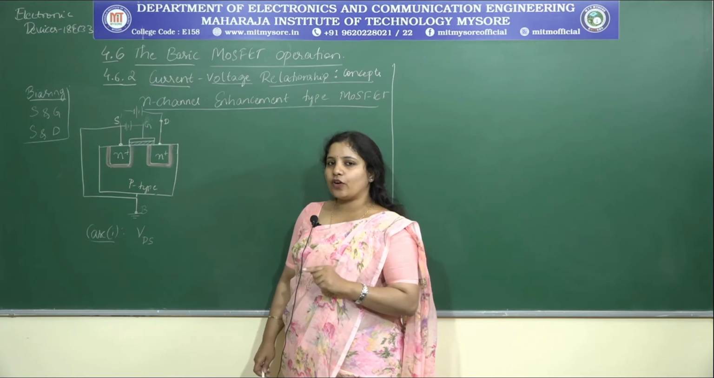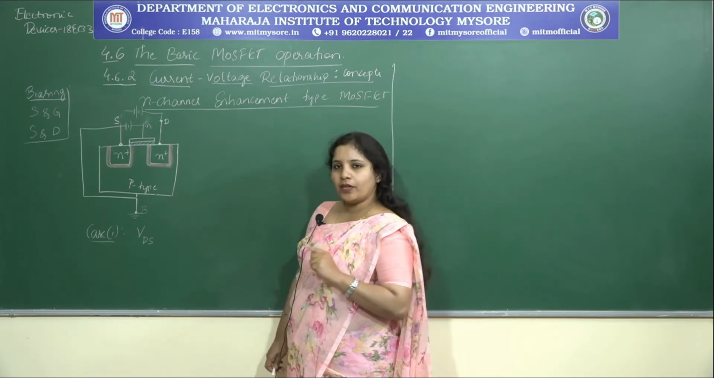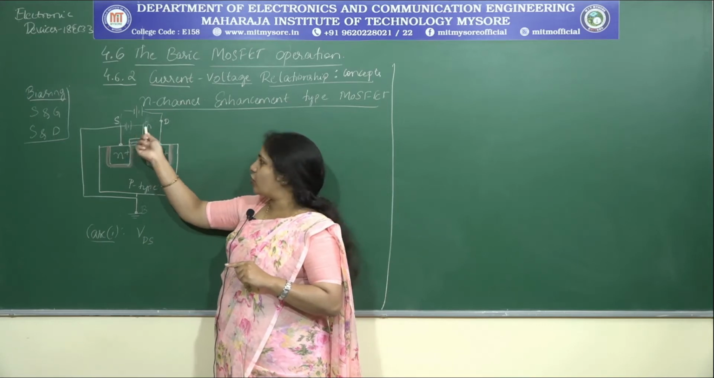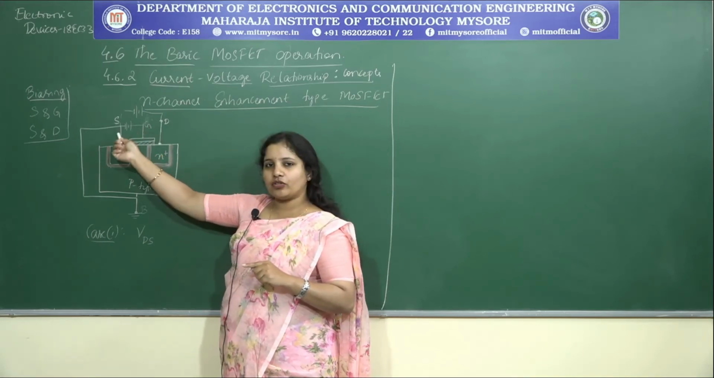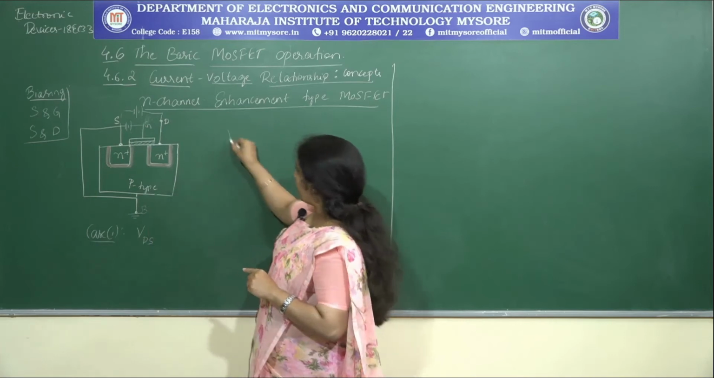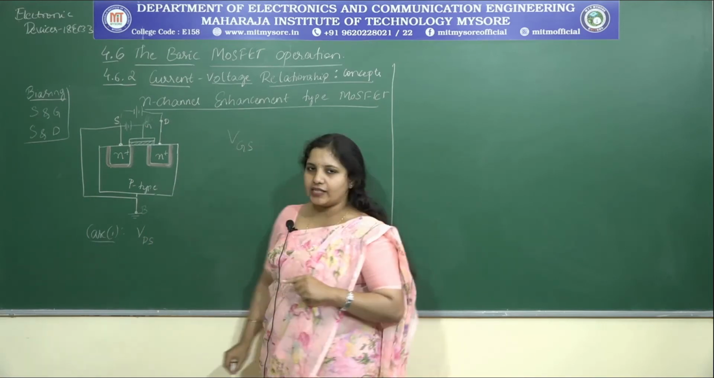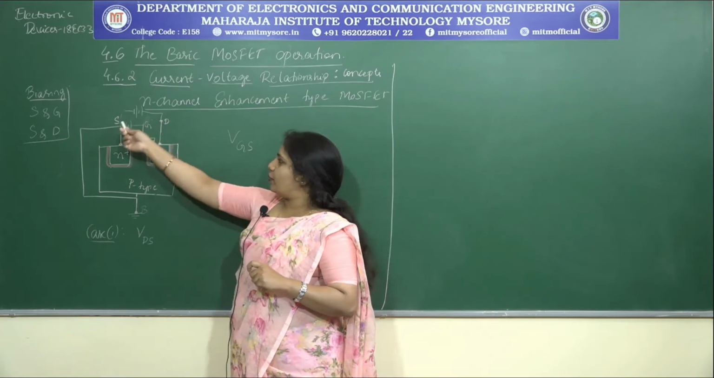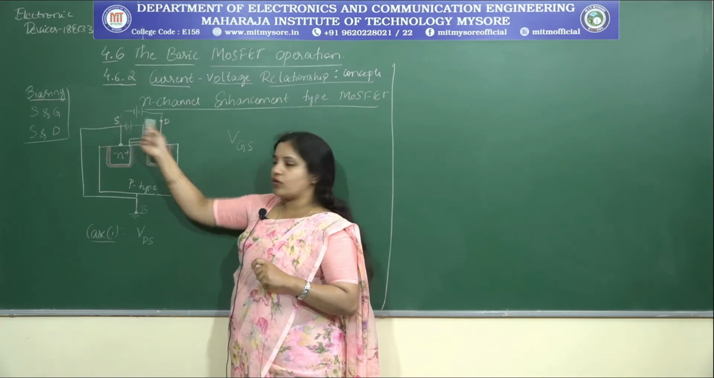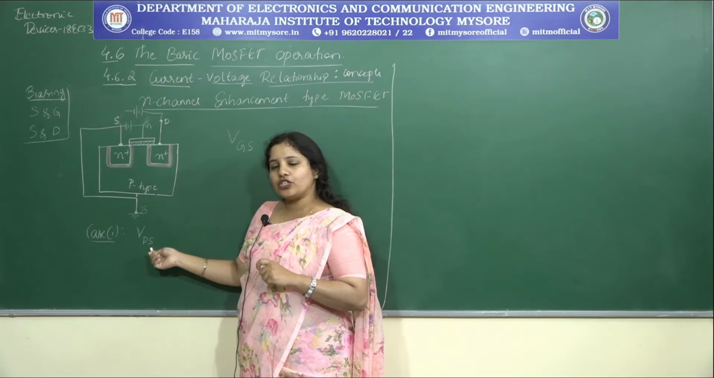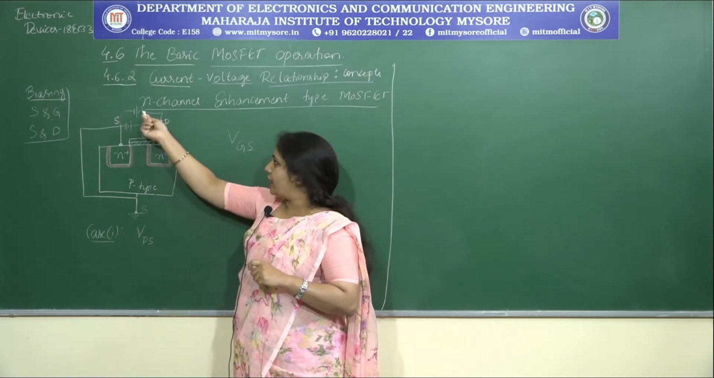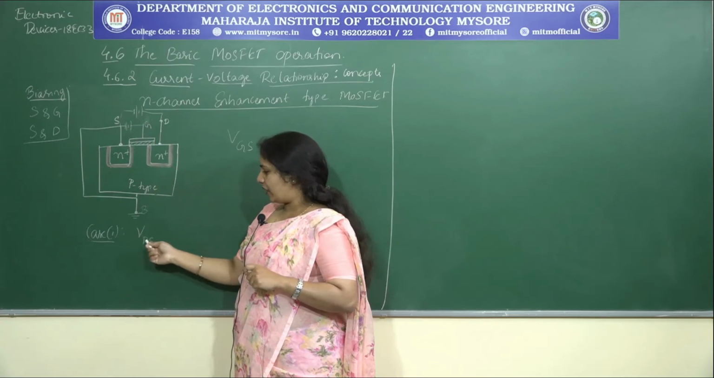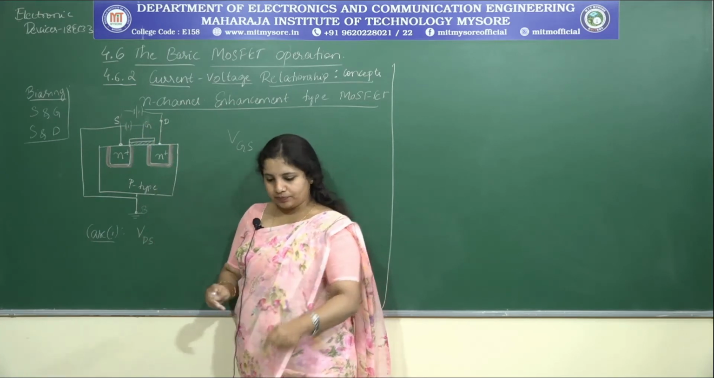This is for the N-channel enhancement type. What is this potential named as? VGS, because the gate is at the higher end when compared to the source. First let me represent G, followed by S, which is an easy way for you to understand. Then comes another potential between the drain and the source, which I represent as VDS, because the drain is at the higher end when compared to the source.